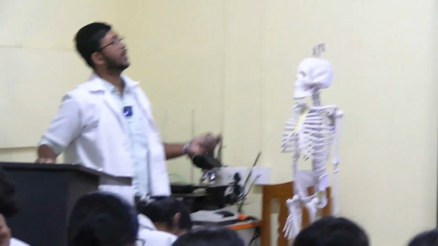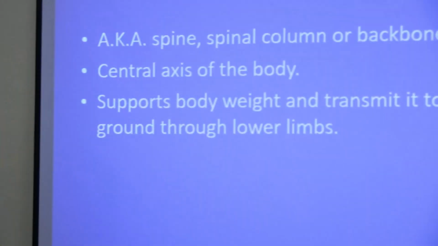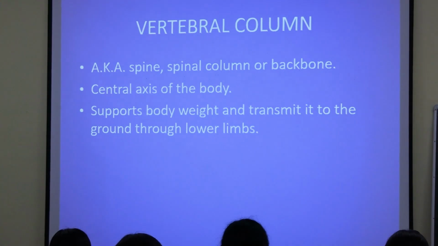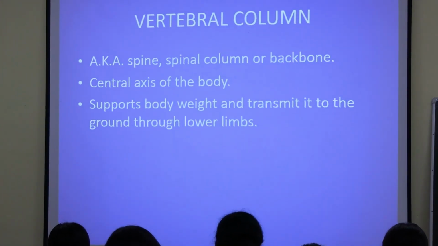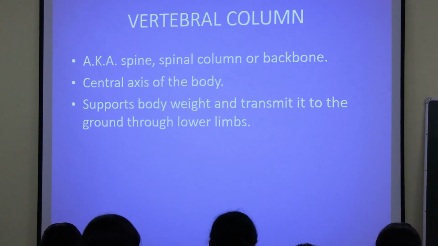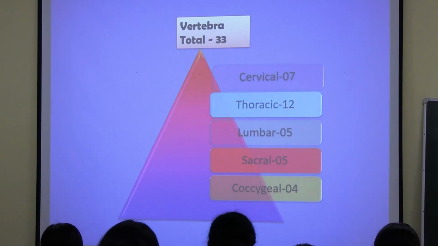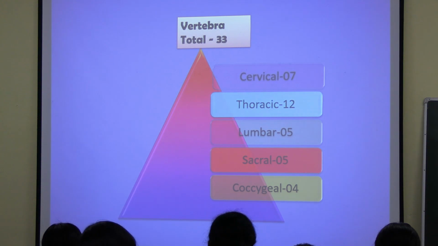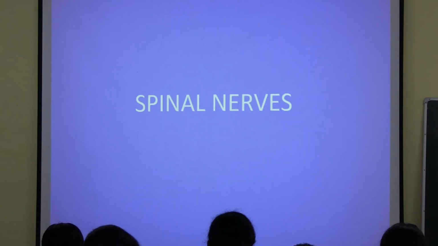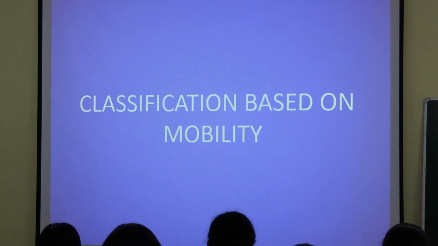Okay. So the vertebral column is also known as the spine, spinal column, or backbone. It forms the central axis of our body. It supports body weight and transmits it to the ground through the lower limbs. We have discussed this part also. 7 cervical vertebrae, 12 thoracic vertebrae, 5 lumbar vertebrae, 5 sacral, and 4 coccygeal vertebrae. Now spinal nerves, we have discussed these things.